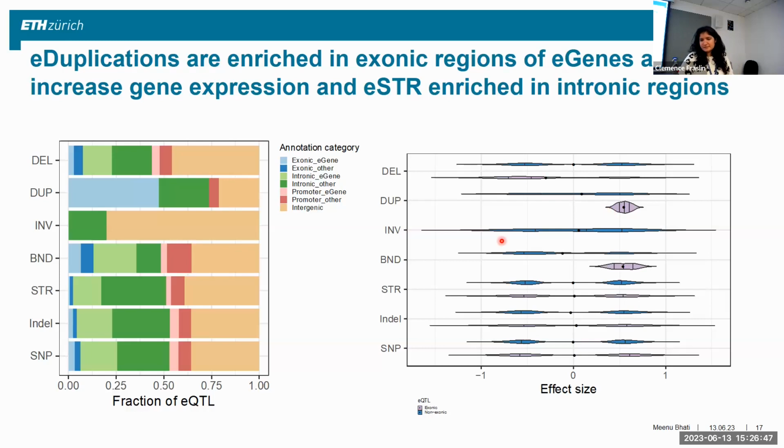Whereas when we check the STRs, they were actually depleted in exonic regions and very enriched in the intronic regions. And this proportion is actually less than what we observed with the intergenic sequences. If we check at the whole genome level, intergenic STRs were 10% more than intronic, but among the eQTLs, intronic has a larger proportion.